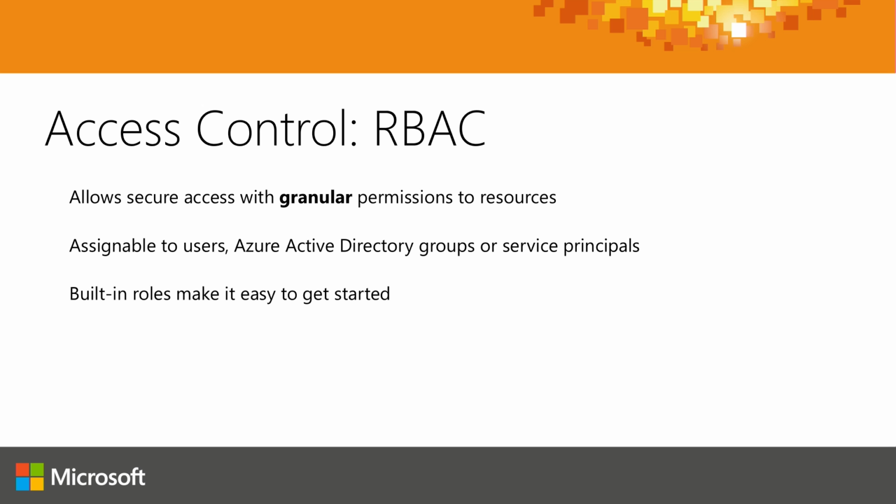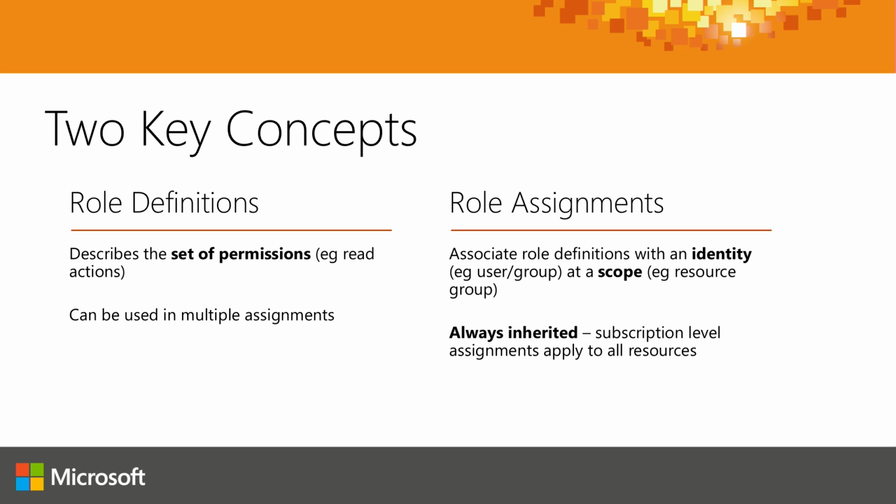So for access control, we implement it with two concepts. We have role definitions that describe a set of permissions you're given, right? And assignments. The assignments go to an identity and to a scope. Everything's inherited, right? So you start at the least granular level, at the sub-level, and then you can trickle downwards and add more and more specific permissions.